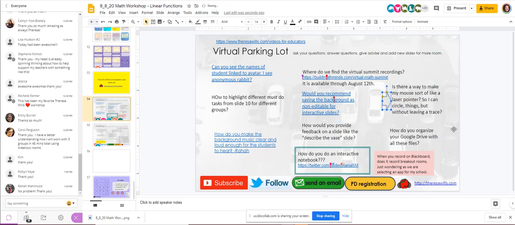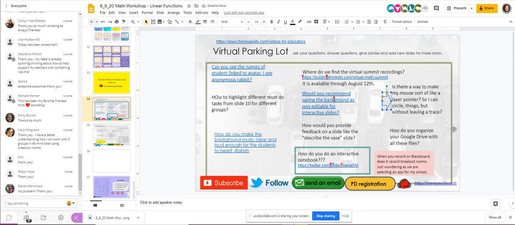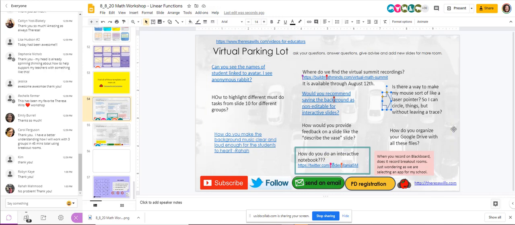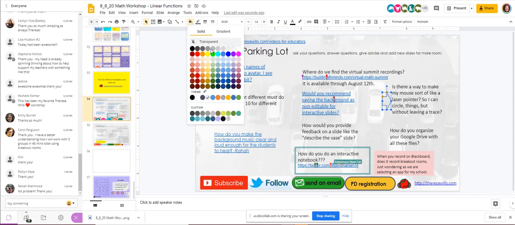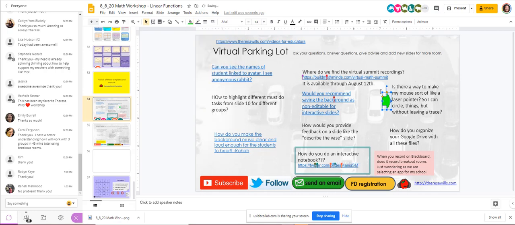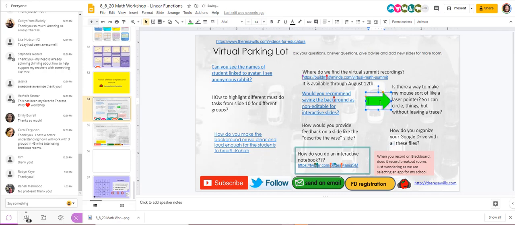Is there a way to make my mouse sort of like a pointer so I can circle things without leaving a trace? I use the arrow buttons. They're up here in the shapes. But I'm not sure how to use one of those cool hockey puck mouse things where it drags it around.